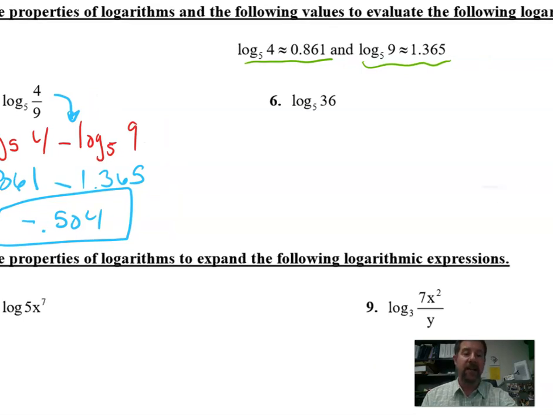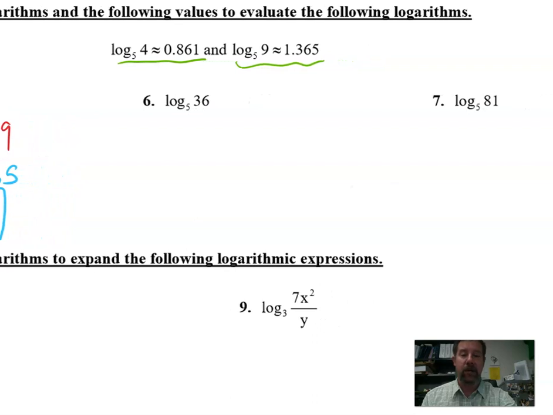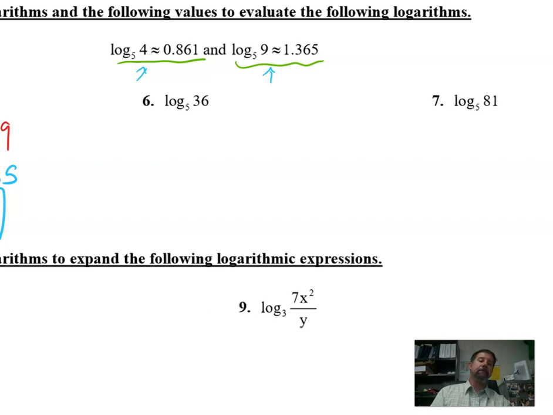All right, some of these now, like on number 6, get a little bit trickier, okay? I got log base 5 of 36. Now what I need to do is rewrite this so I can use, again, the 4 and the 9, so that I can evaluate this problem. But you might have to think about things a little bit. I like them because they kind of become a little puzzle.